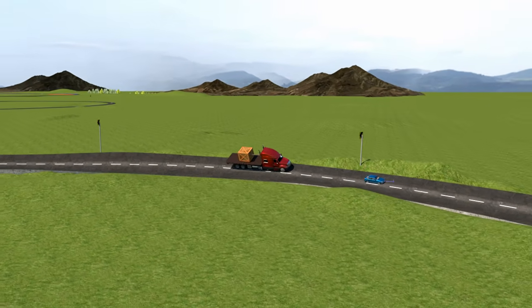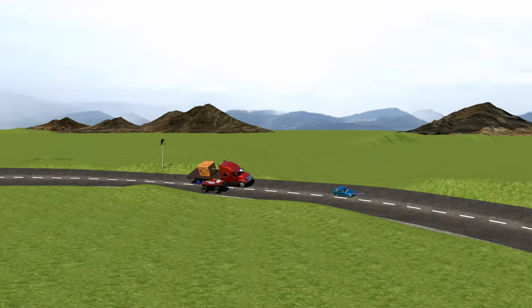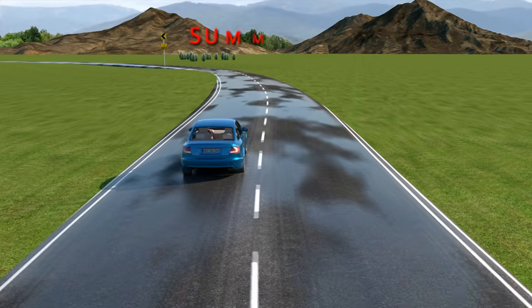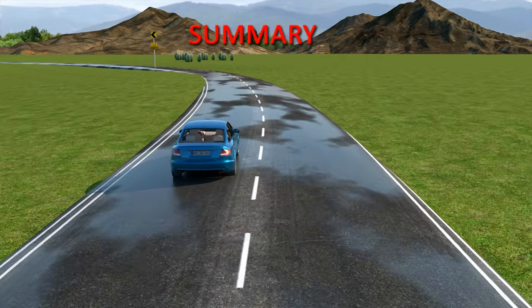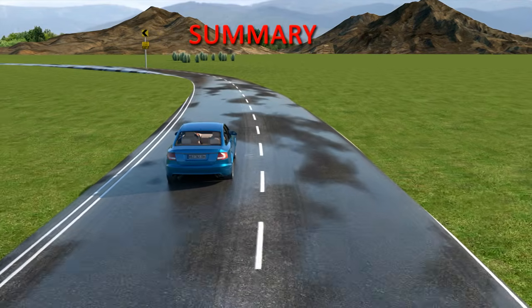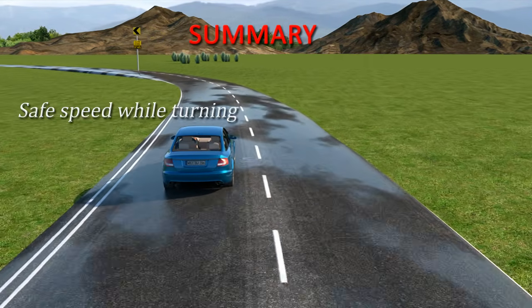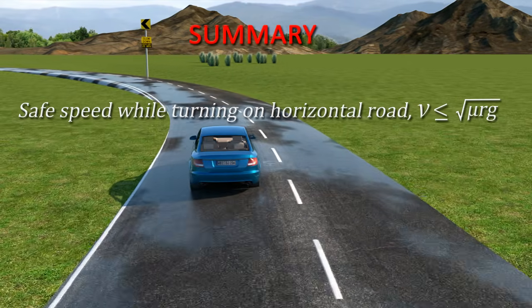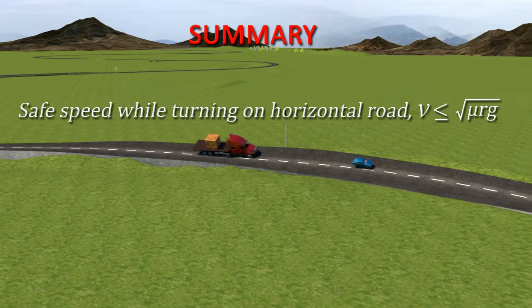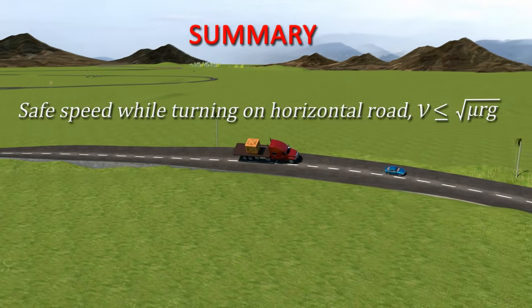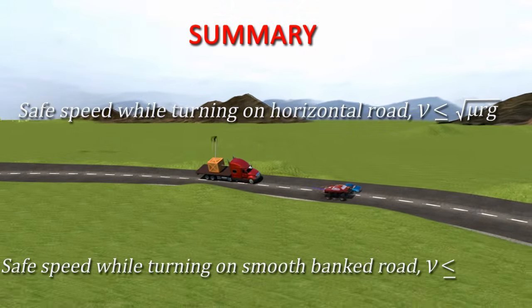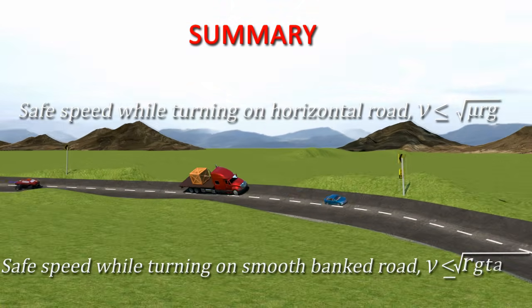Rated speed of a curve does not depend on the mass of the object. Summary: the maximum speed with which a vehicle can move without skidding while taking a turn on a horizontal road is root over mu rg. The maximum speed with which a vehicle can move without skidding while taking a turn on a banked road is root over rg tan theta.